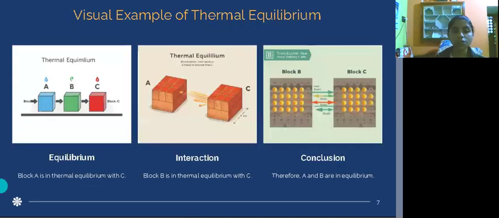This image shows a hot and a cold object coming into contact. So the heat flows from the hot body to the cooler body until both reach the same temperature. Once this happens, the heat flow stops, and that's called thermal equilibrium.